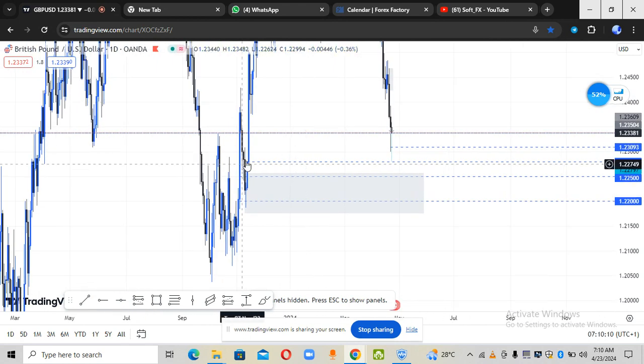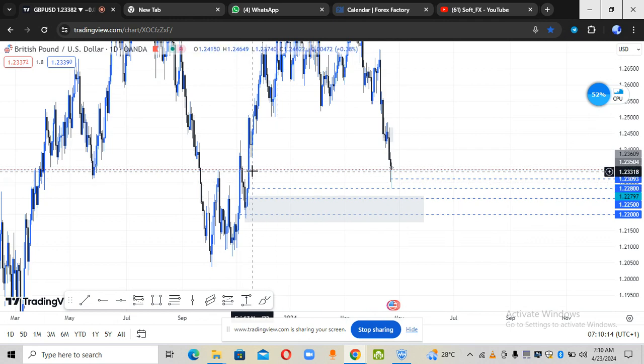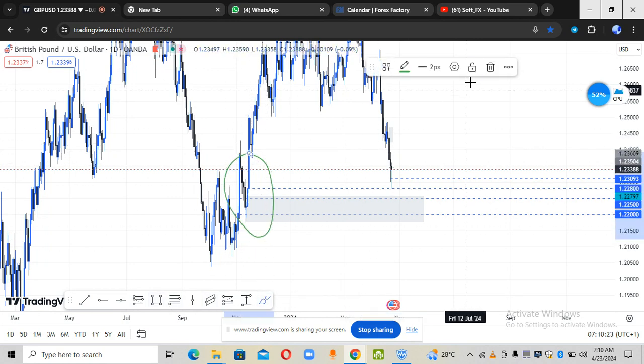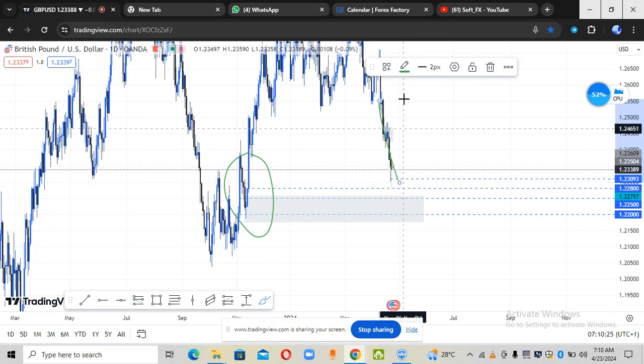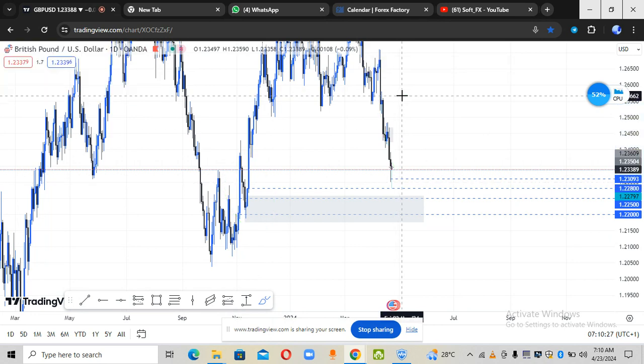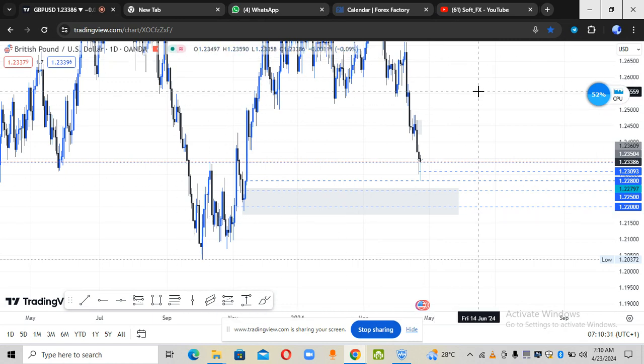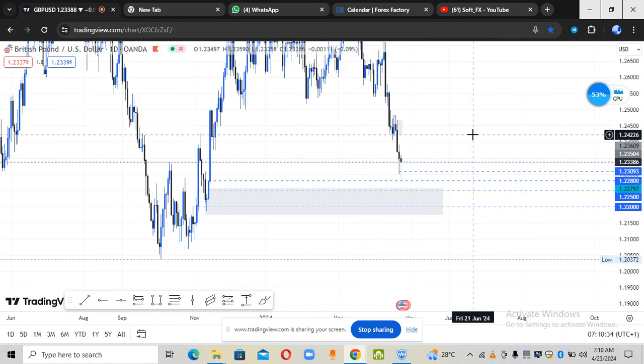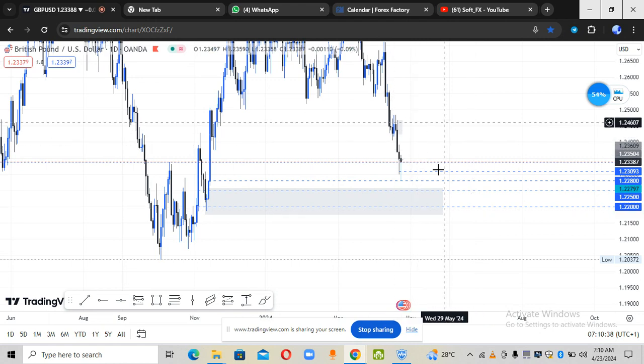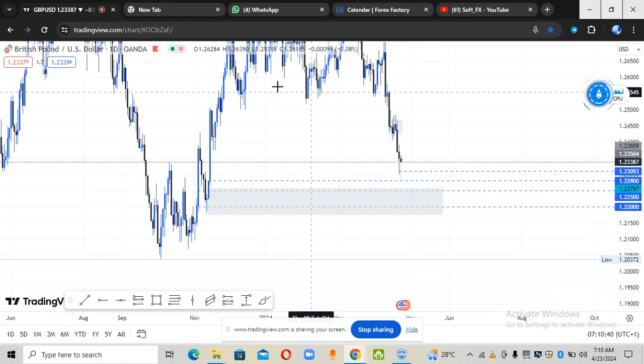I keep talking about this area right here. I told you a few days ago that we are going to come down to fill up these imbalances over here, and this is what is drawing the market down. And as you can see, we are still going downwards. So I still expect more movement to the downside, and that is why I'm holding. I'm more focused on selling until we start seeing some kind of reversal over here.